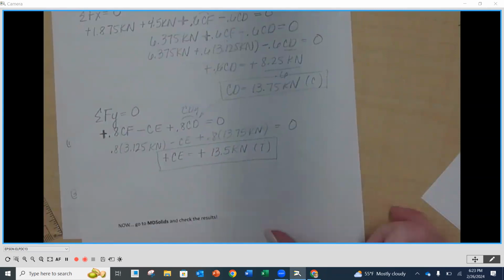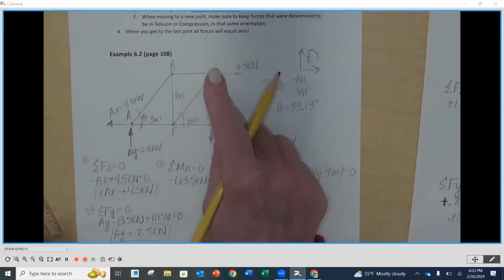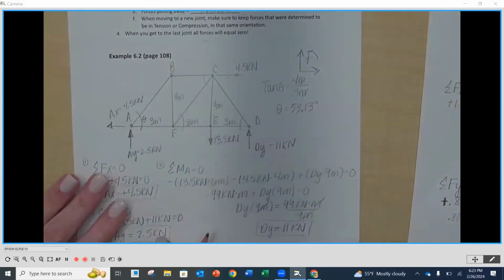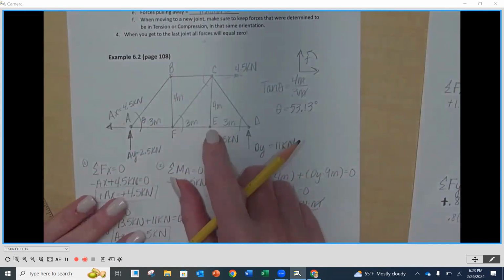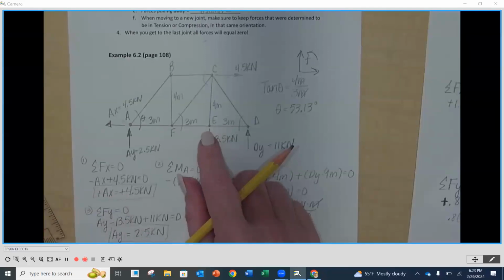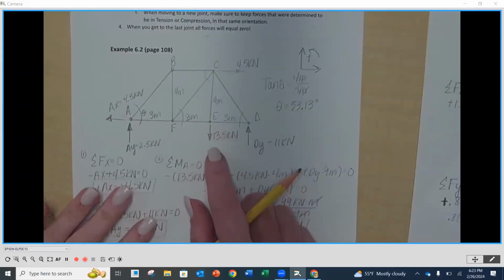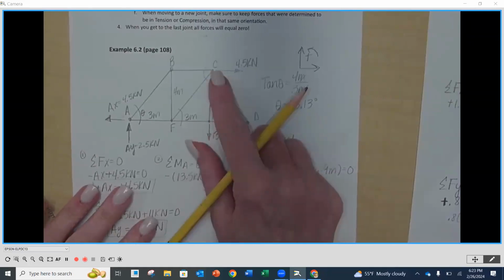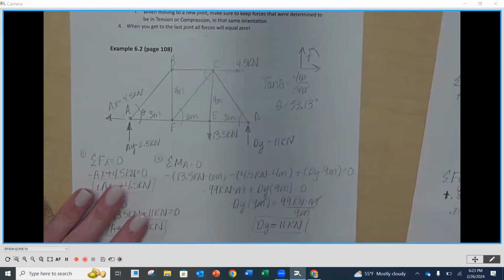All right. So now we did A, B, F, C. Where do we go next? E. Okay. D will be our last one. So go ahead and draw a free body diagram of joint E. Make sure you include the 13.5. Make sure you go back to C and F to get the magnitudes and the directions.